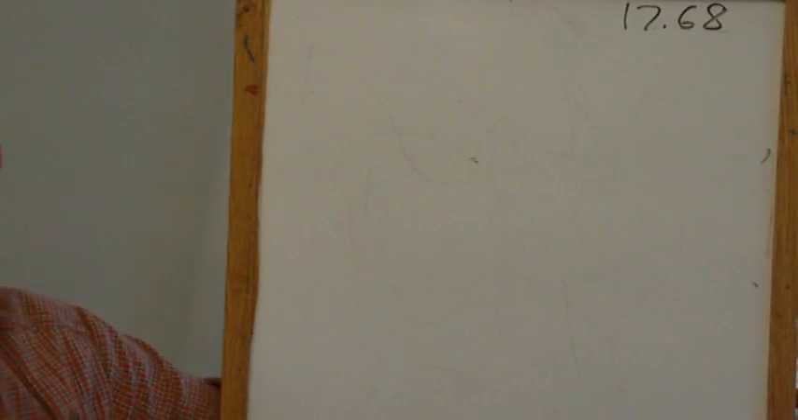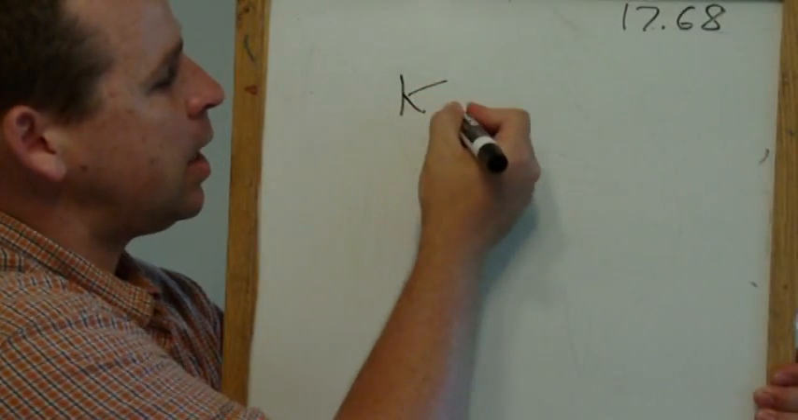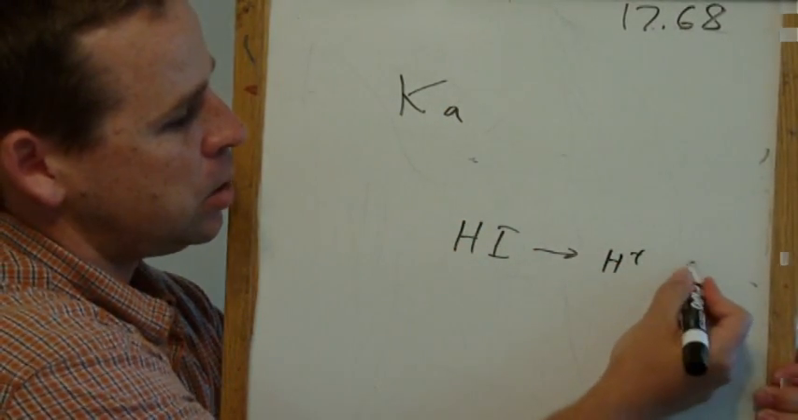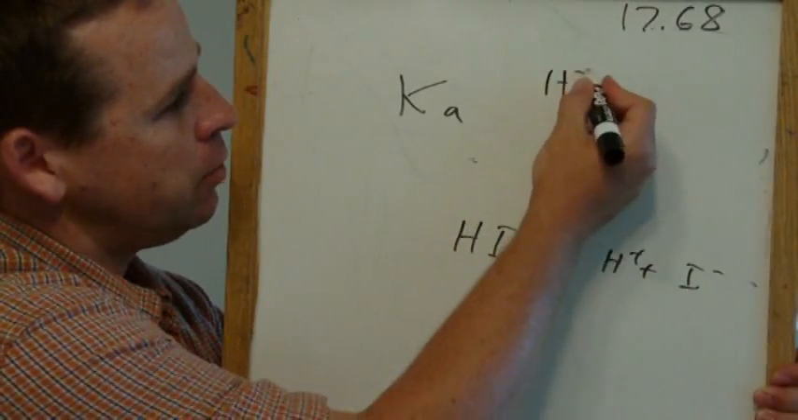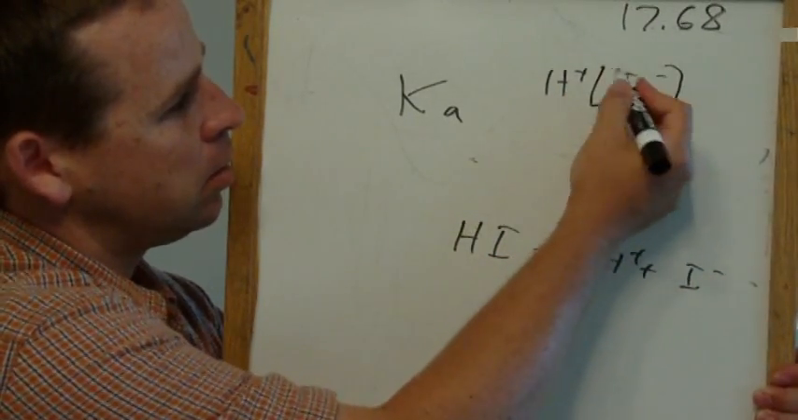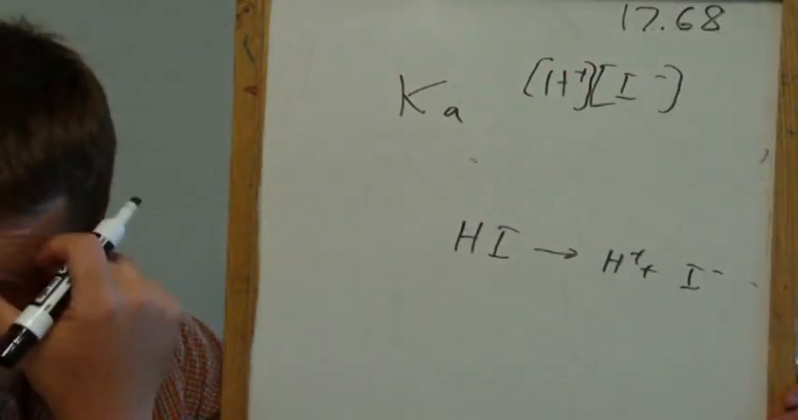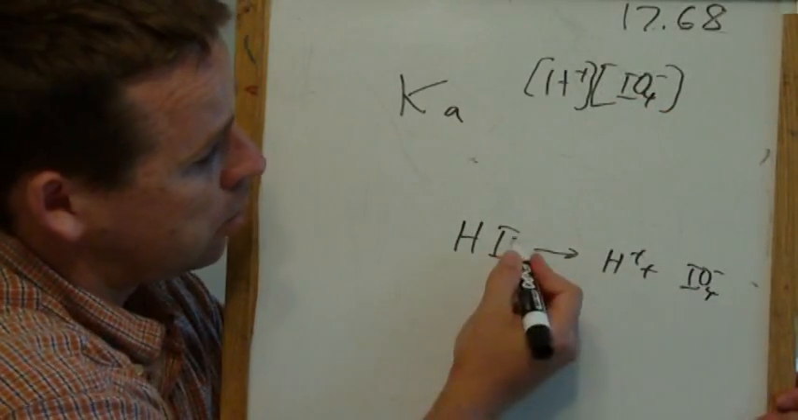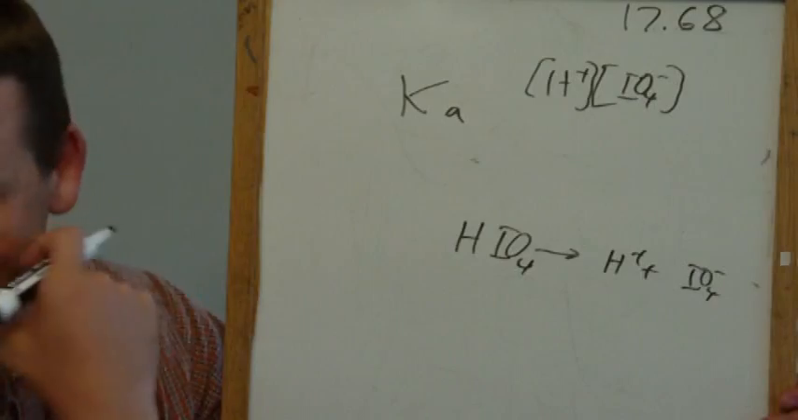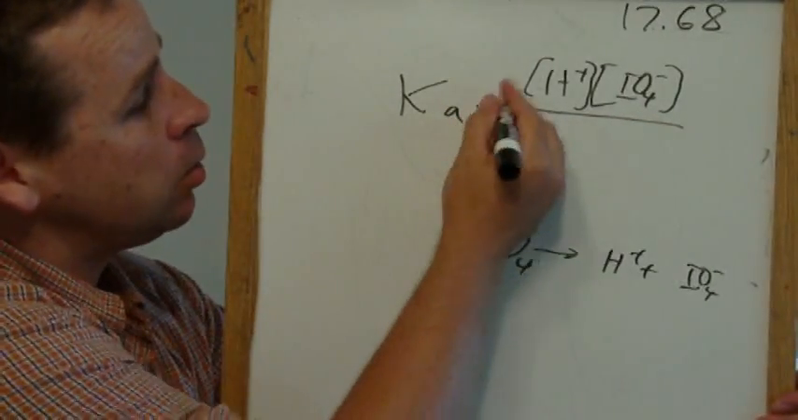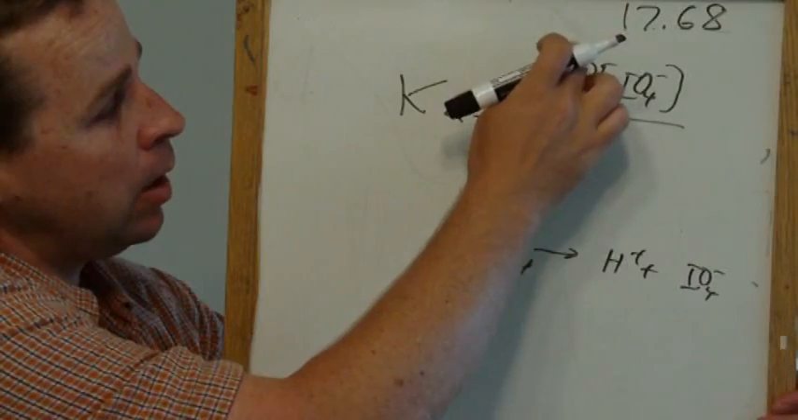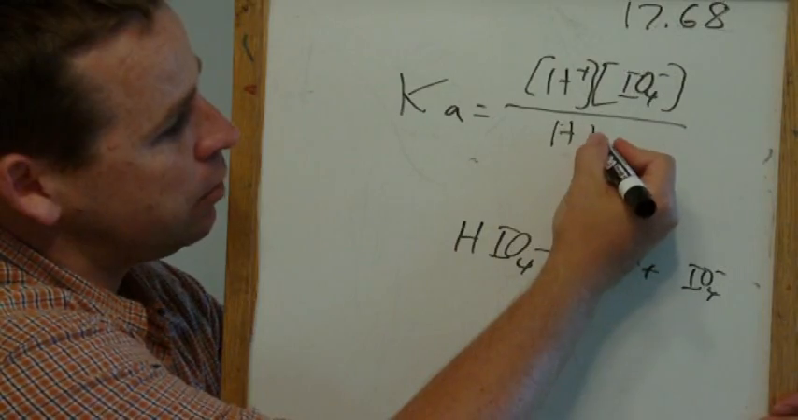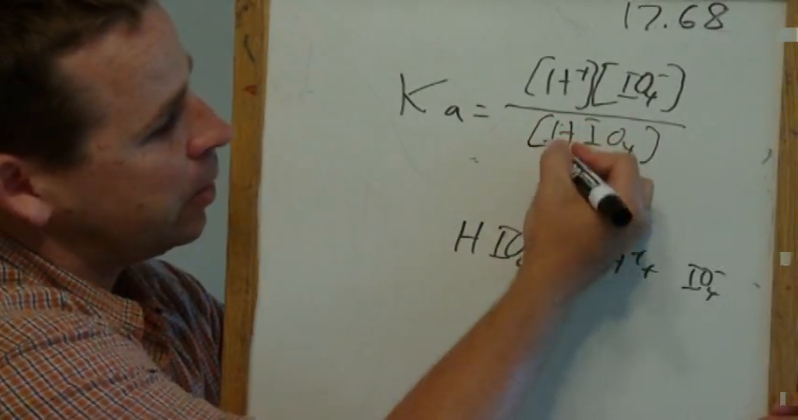All right, so the definition of Ka for this acid, HIO4, H plus, the ionization, is the concentration of H plus times the concentration of I minus. Oh, it's not I minus. What is it? IO4 minus. All right. Ka equals the concentration of hydrogen ion times the concentration of IO4 minus over the concentration of HIO4. Okay.